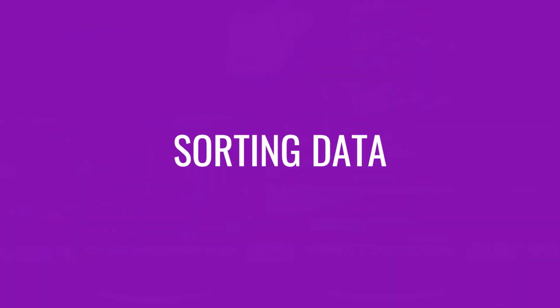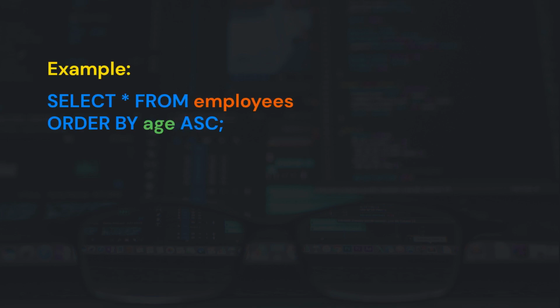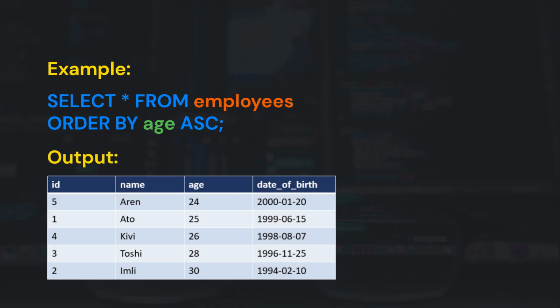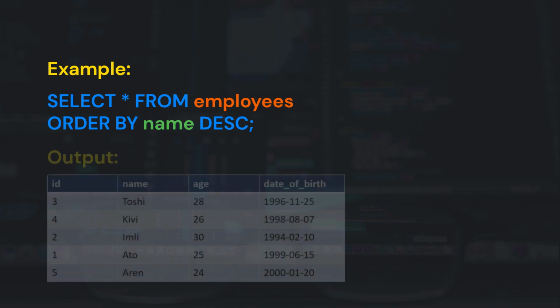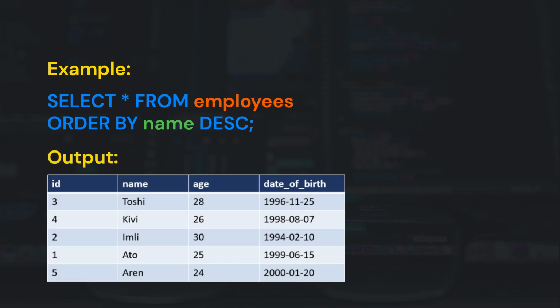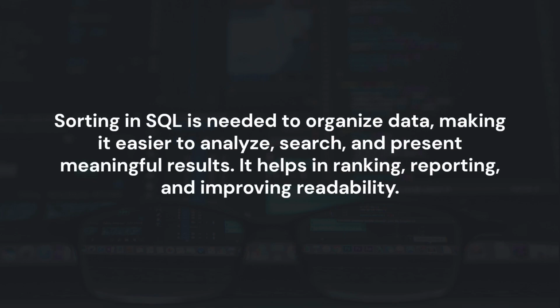In some cases, we may want to sort our results. The order by clause helps us arrange data in either ascending or descending order. To display employees sorted by age in ascending order, we use select star from employees order by age ASC, where ASC stands for ascending. If we want to sort them by name in descending order, we write select star from employees order by name DESC, where DESC stands for descending. Sorting makes it easier to analyze and present data in an organized manner.